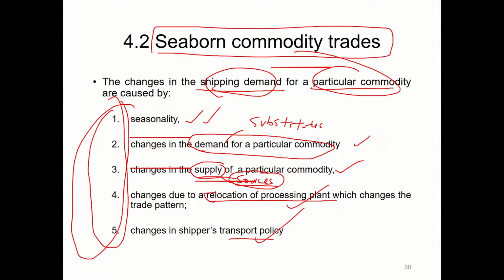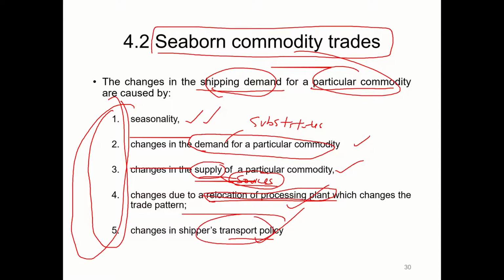And number 4, relocation of processing plant. We have used the aluminium industry as an example. If we are to relocate the processing plant to its source of production, the source of the raw materials, then it's going to negatively affect the demand for maritime transport services.